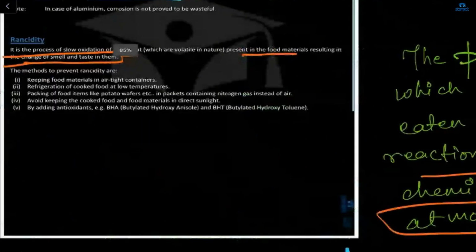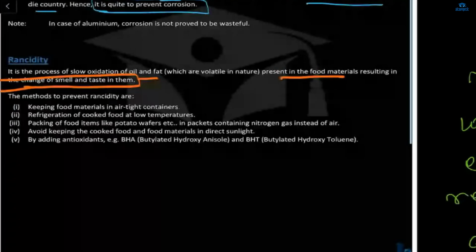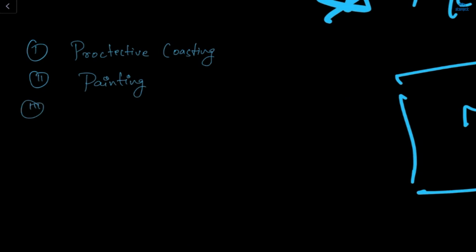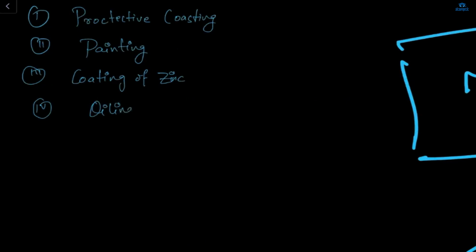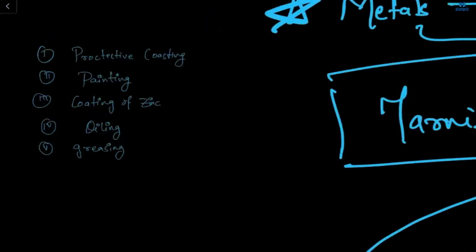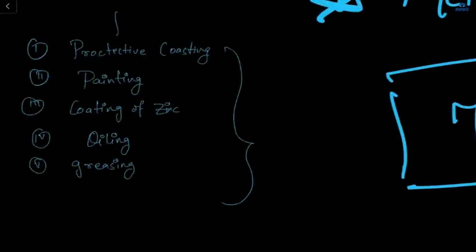Okay, ma'am. And can you tell me how to prevent corrosion? Ma'am, if iron is there and we want to prevent it from rusting, then we can paint it. Yes, we can paint it. Protective coating, yes. We can also do coating of zinc. What else? We can also do oiling, and greasing. Okay, so this much we can use to prevent corrosion.